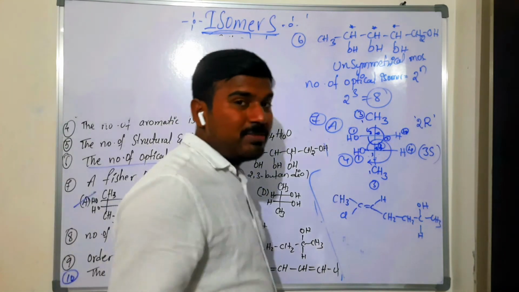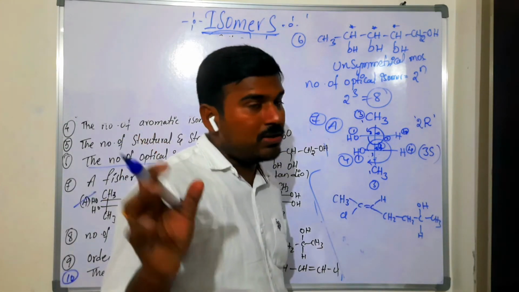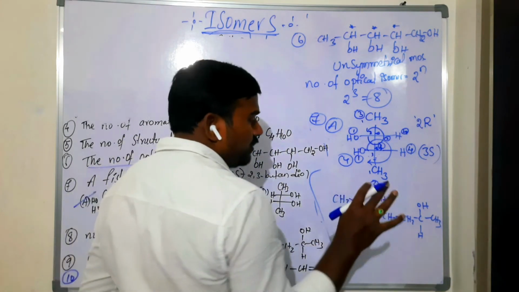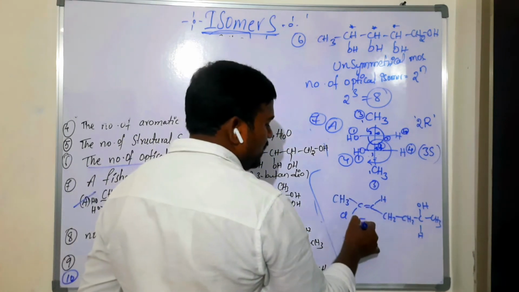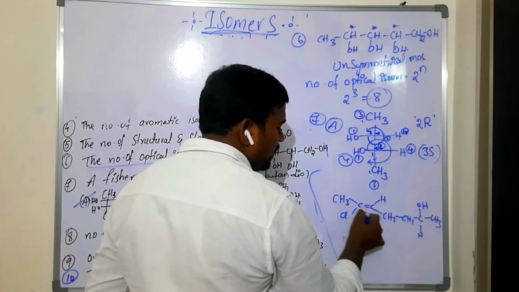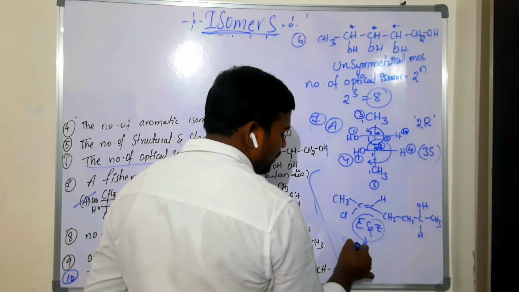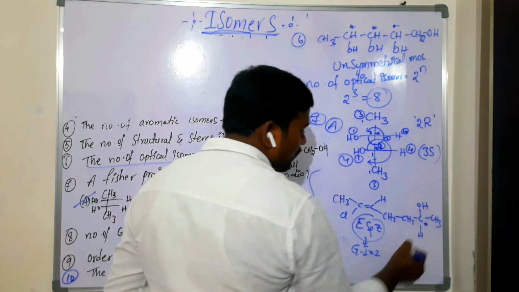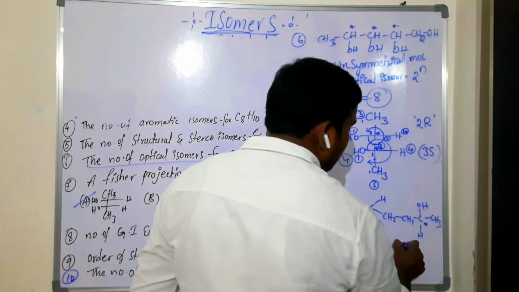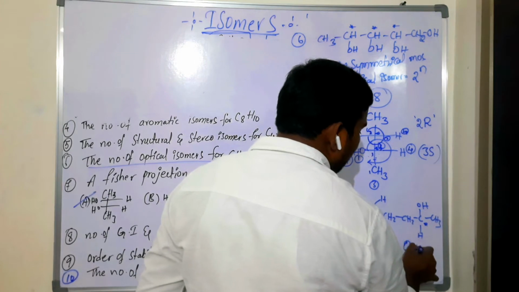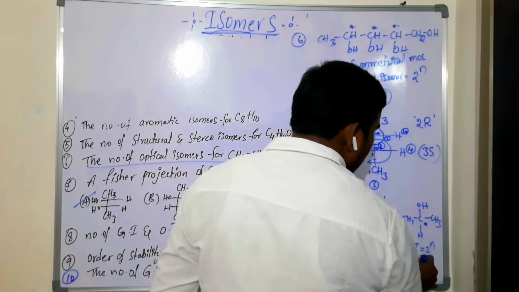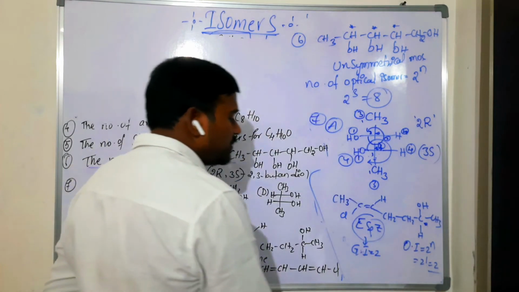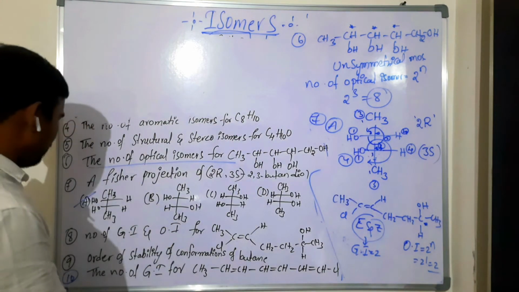Whether it is a symmetrical or unsymmetrical molecule, it is an unsymmetrical molecule. Here we have two types of isomer, E and Z. This E and Z comes under geometrical isomerism. How many geometrical isomers? 2. Now it is a chiral carbon, and only one chiral carbon is there. So the number of optical isomers will be 2 power n, that is 2 power 1, which is 2. So 2 optical isomers and 2 geometrical isomers.